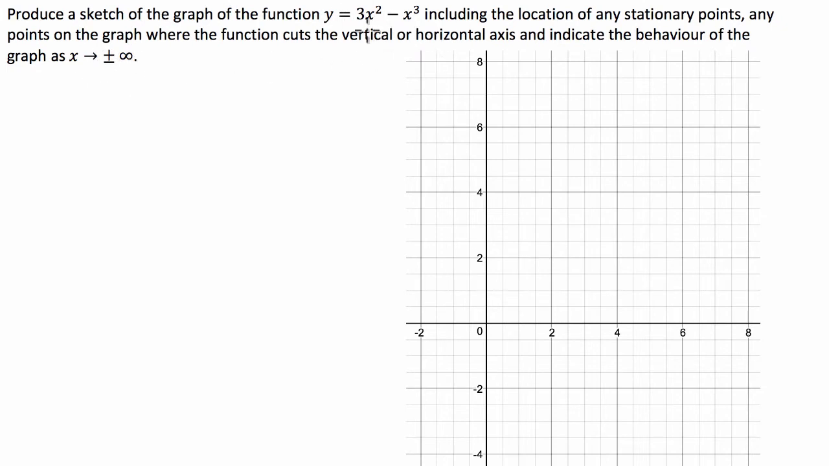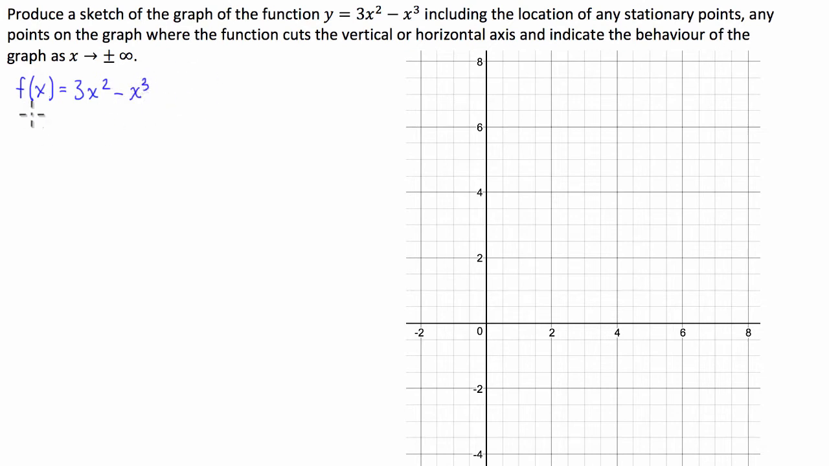So what I'd like to do first, guys, before I start differentiating or anything like that, is find the roots or the x-intercepts of this function. First of all, I'm going to rewrite our function down here. We've got f of x is equal to 3x squared minus x cubed.